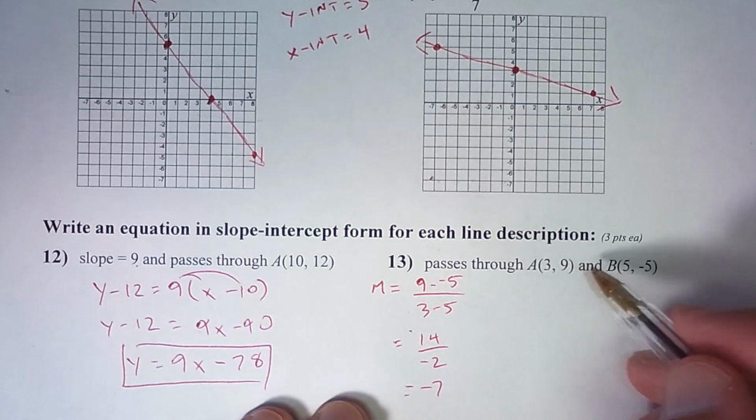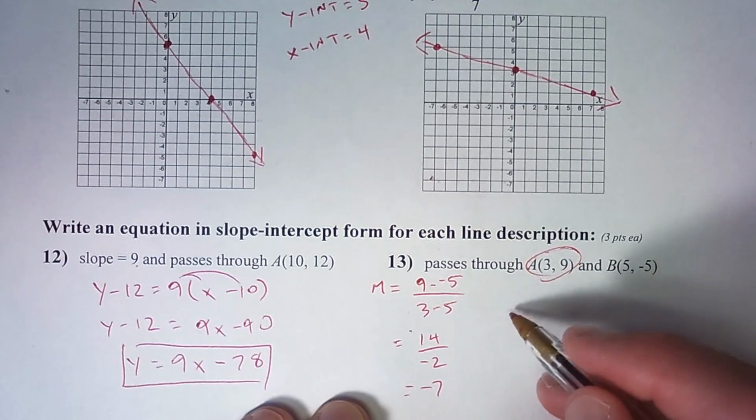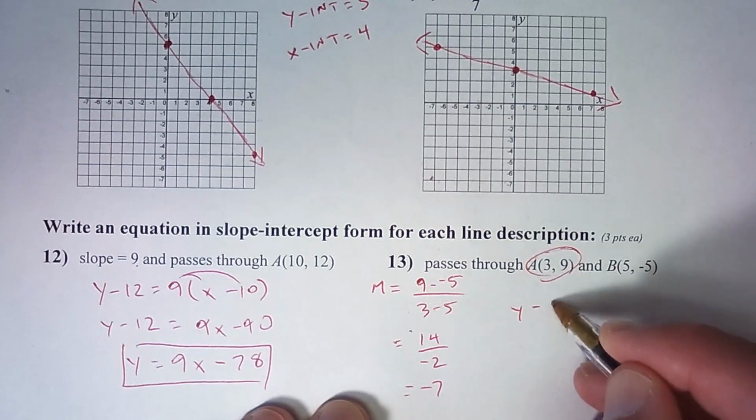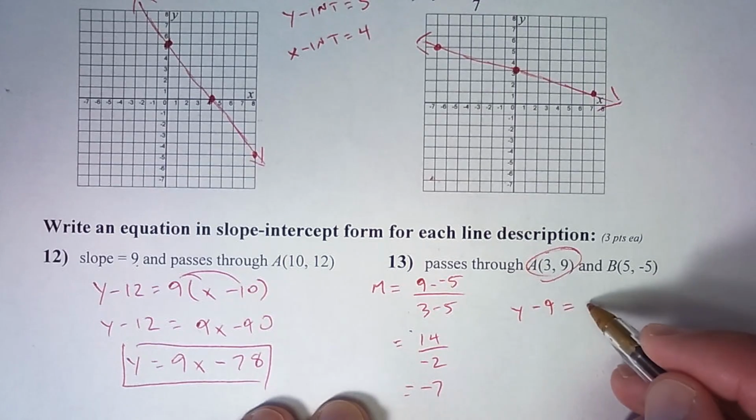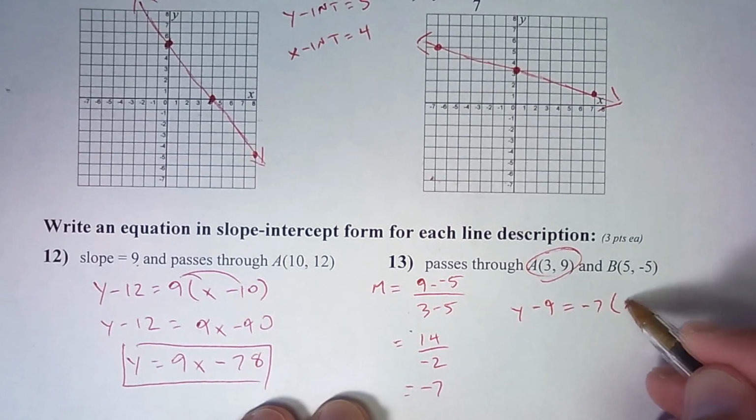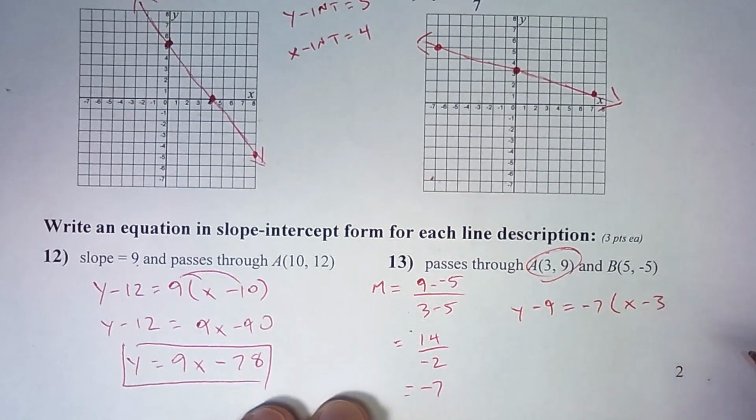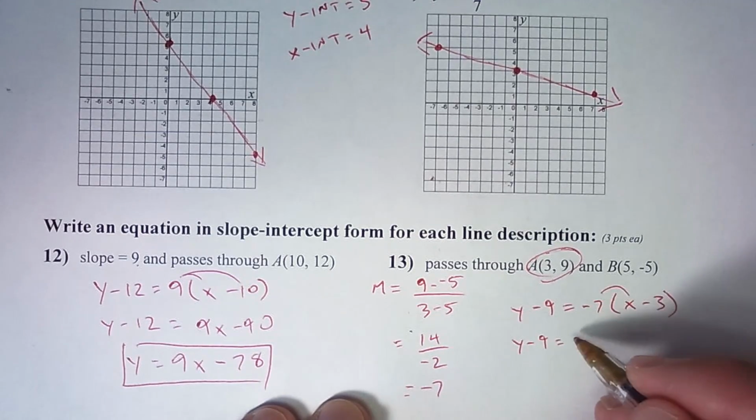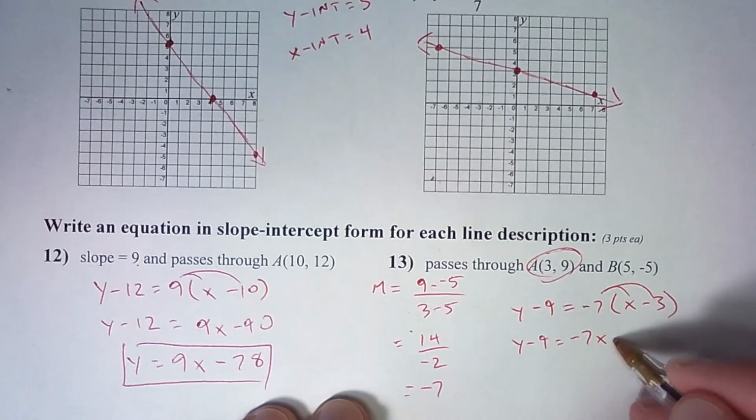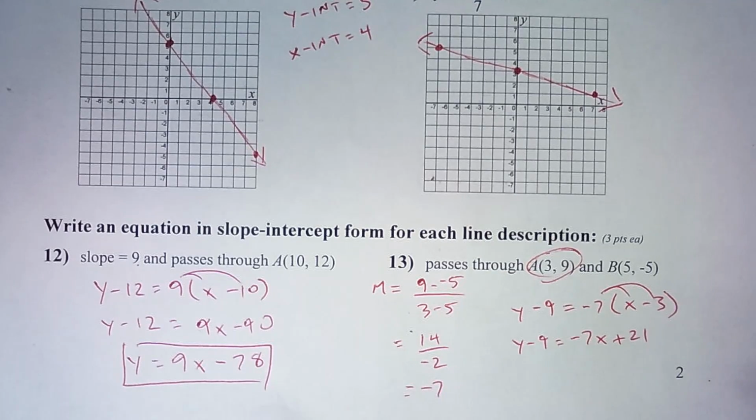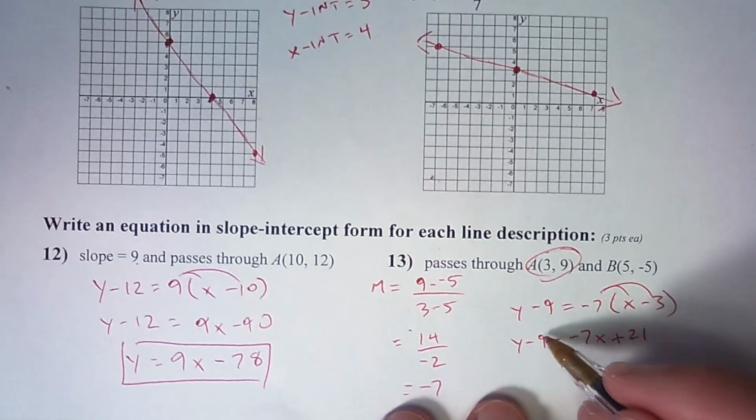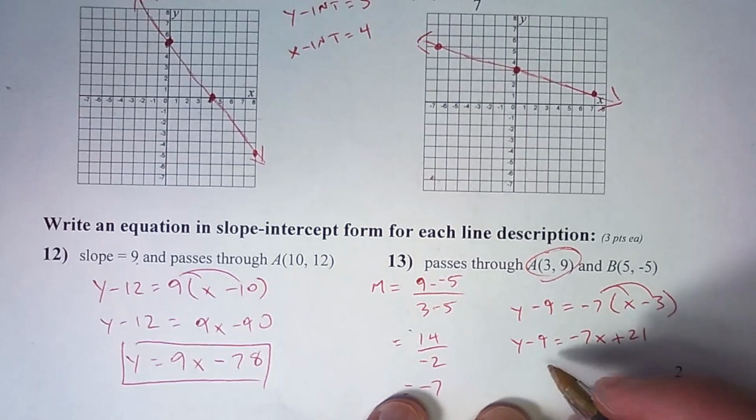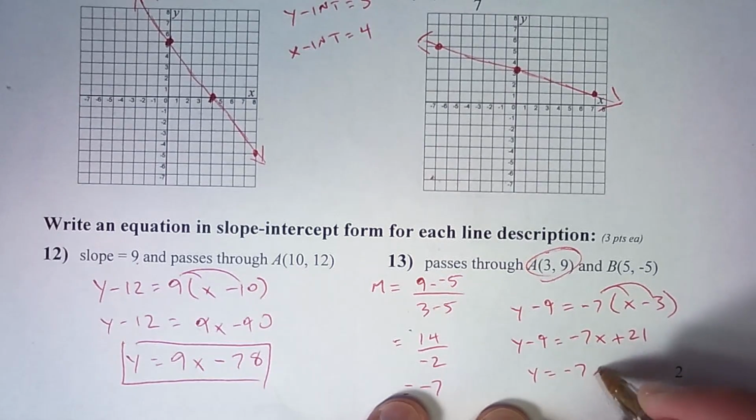Now I'm going to pick a point. I'll pick this one. y minus y1 equals m times x minus x1. So I have y minus 9 equals negative 7x plus 21. And then I can add that 9. So I get y equals negative 7x plus 30.